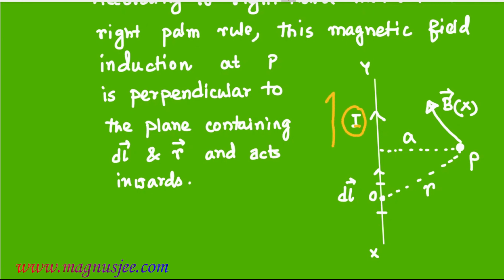with respect to the direction of flow of current, which is flowing upwards. The point P exists on the right hand side. And we know that if the point P exists on the right hand side, magnetic field induction vector B will be acting inwards. Vector B acts inwards, and that's why the cross sign is given under B.